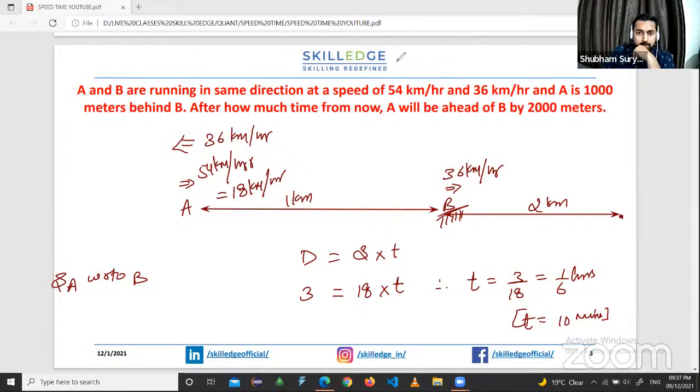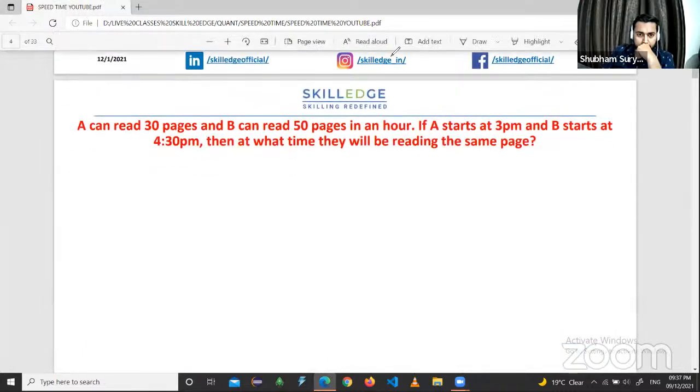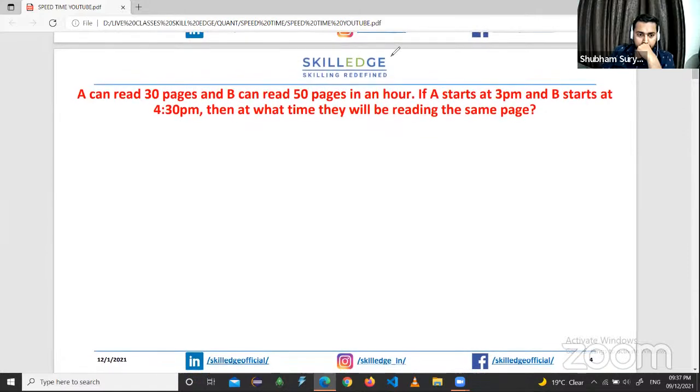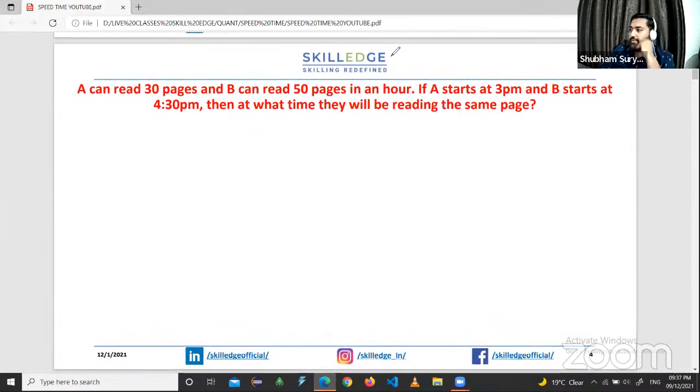Now let's have a look at the next question. Please have a look at this question and try to attempt this using the concept of relative speed, guys.